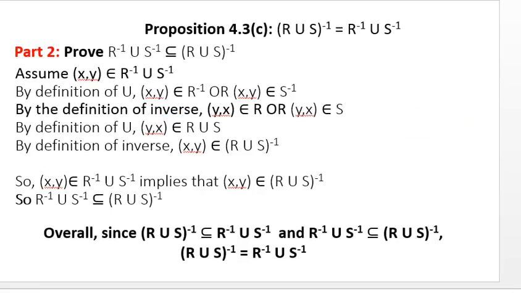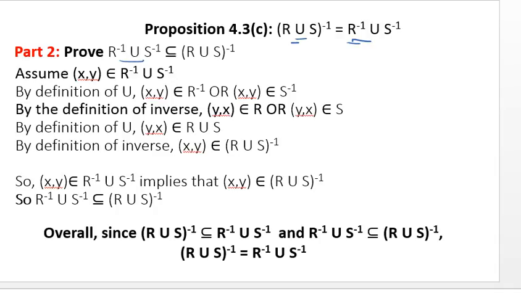We've got to prove that R inverse union S inverse, in other words, we want to prove that the second side, let me go back to my pen, is a subset of the first side. So again, to do that, you have to assume you have some element xy in R inverse union S inverse.